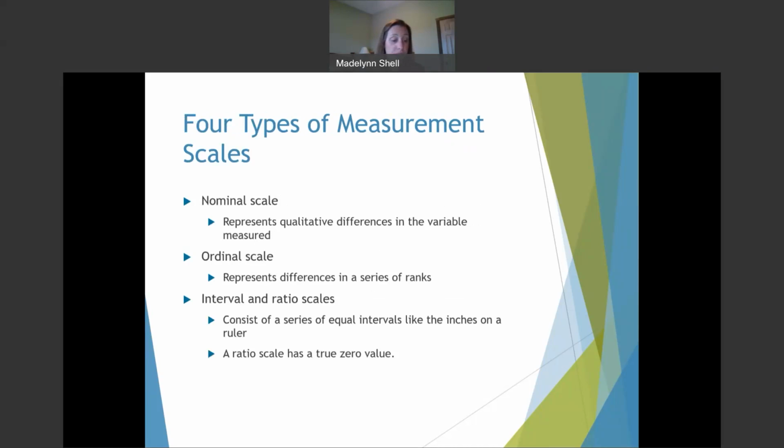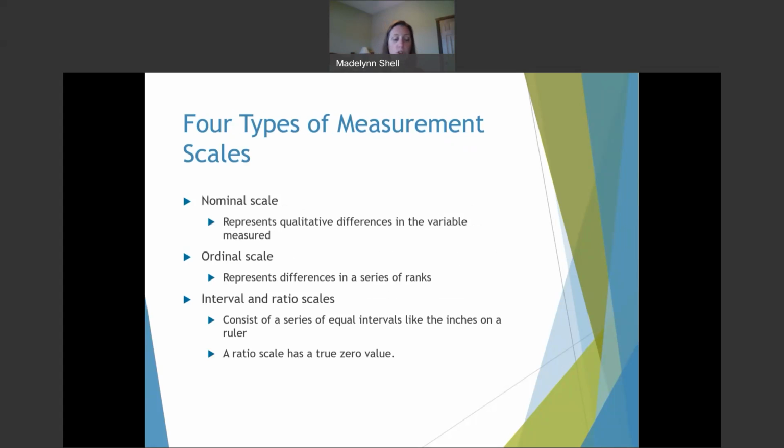So there are 4 different types of measurement scales. Nominal scales represent qualitative differences in the variables measured. They're not numerical distinctions. So things like male, female, political party, eye color. We can group people based on nominal scales, but there's no one is better than the other.